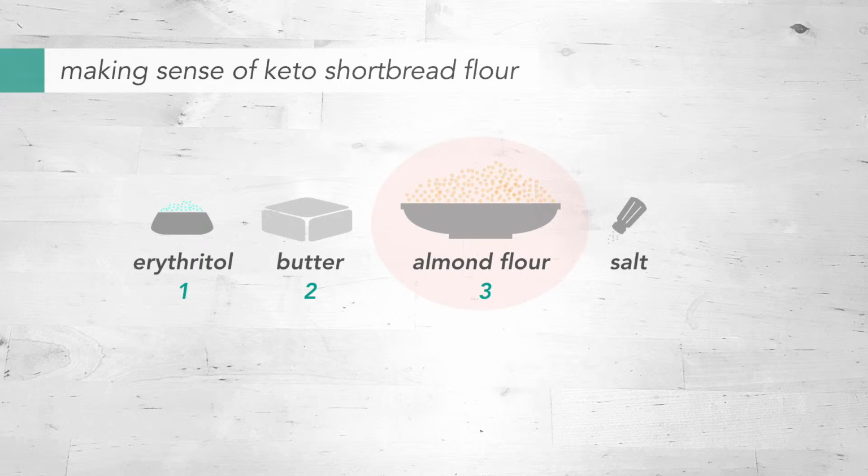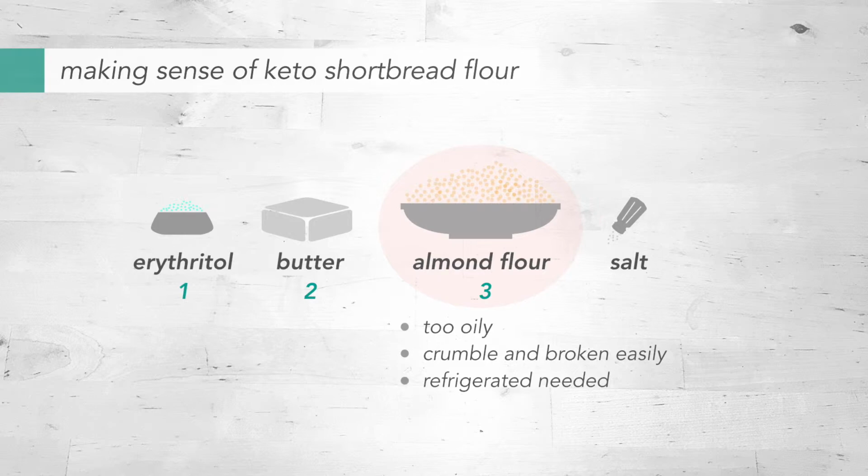First, it's too oily. Naturally, almond flour has a higher proportion of fat than traditional wheat flour. Second, it's super crumbly and breaks into crumbs easily, not in a good cookie shape. Third, I have to refrigerate it after baking, and I don't always enjoy refrigerated, cold shortbread cookies. Further, it's not easy to take with you on the go.